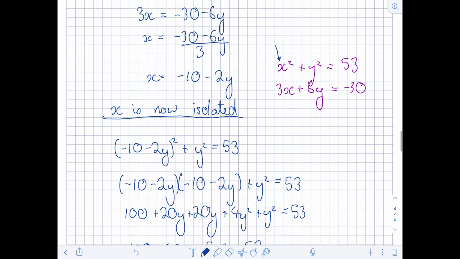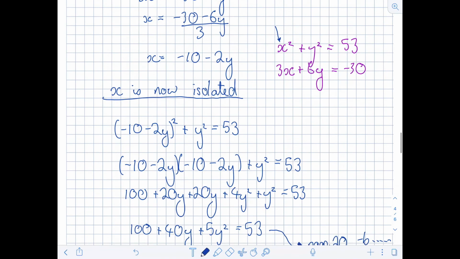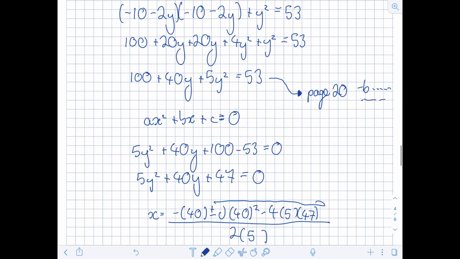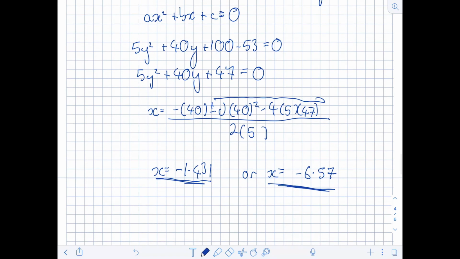So I go back up to my original equation, and there should be a formula somewhere up here. Oh God. Sorry, lads. This is not my night. Sorry.